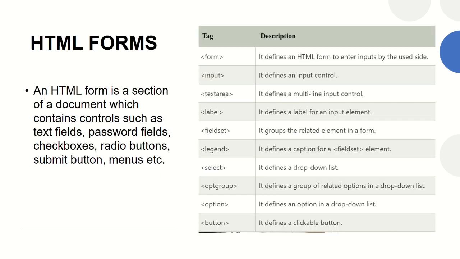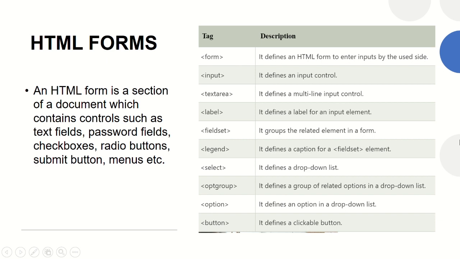Then we move on to forms. An HTML form is a section of a document which contains controls such as text fields, password fields, checkboxes, radio buttons, submit buttons, menus, etc. These are the tags that are used in forms. We will see them one by one.